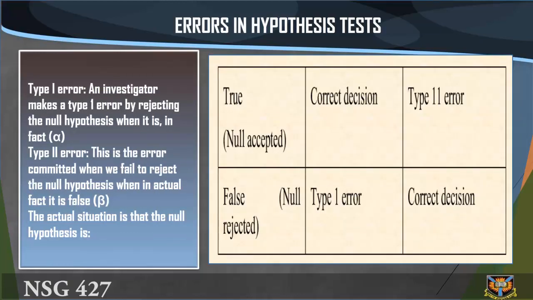Errors of hypothesis test. Type 1 error. An investigator makes a type 1 error by rejecting the null hypothesis when it is in fact true. Type 2 error. This is the error committed when we fail to reject the null hypothesis when in actual fact it is false. The actual situation is that the null hypothesis is true or false. True, null accepted, correct decision. False, type 2 error. True, null rejected, type 1 error. False, correct decision.